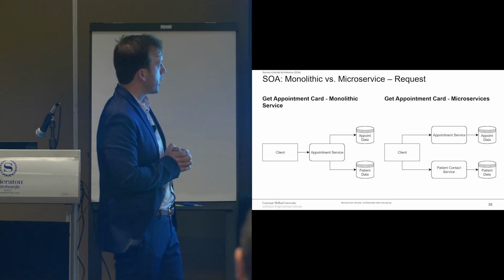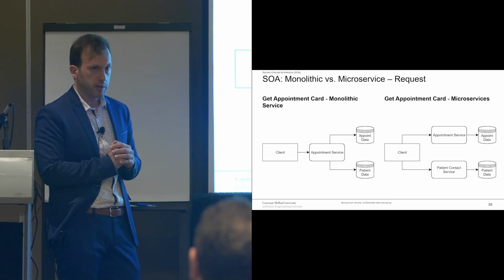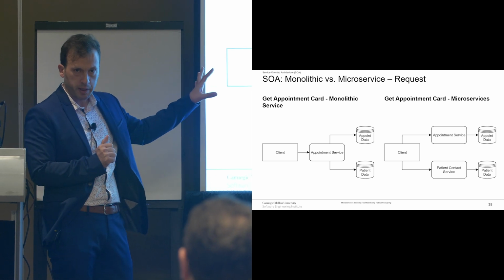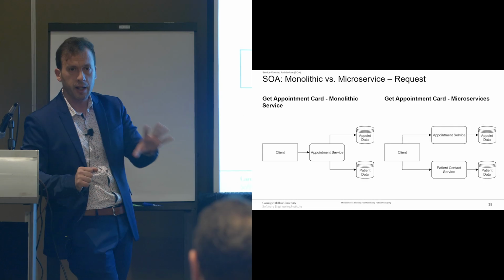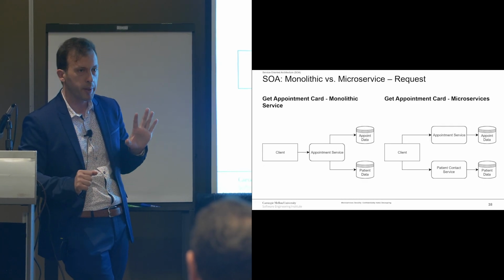Okay. So if we decide to implement the appointment card using the monolithic architecture, we will have one service. It's called appointment service. And this service will talk to the appointment data. This has the transactional data. And it will talk also to the patient master data. So after we get the appointment, we see the patient ID. And based on that ID, we can fetch the data of the patient.